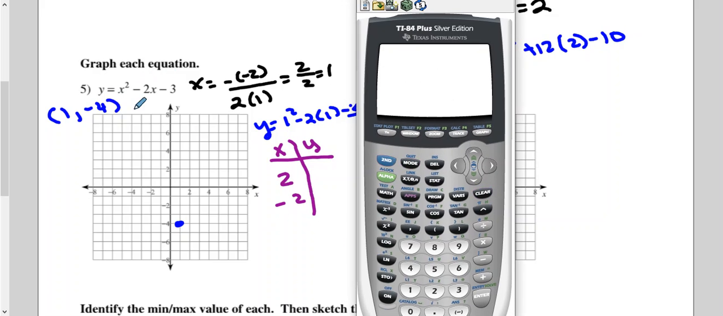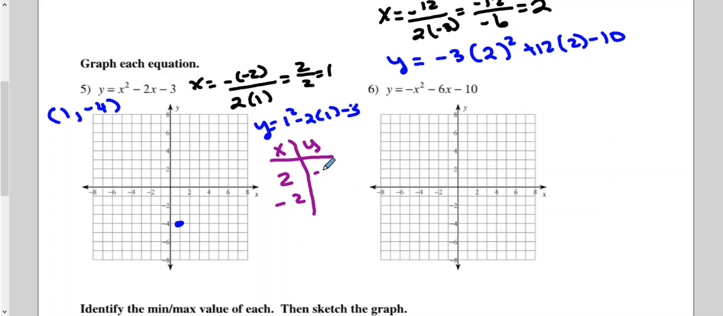So I'm going to plug in 2 in here. So you have 2 squared minus 2 times 2 minus 3. I'm just plugging it in to see what my y-coordinate is. So my y-coordinate would be negative 3.